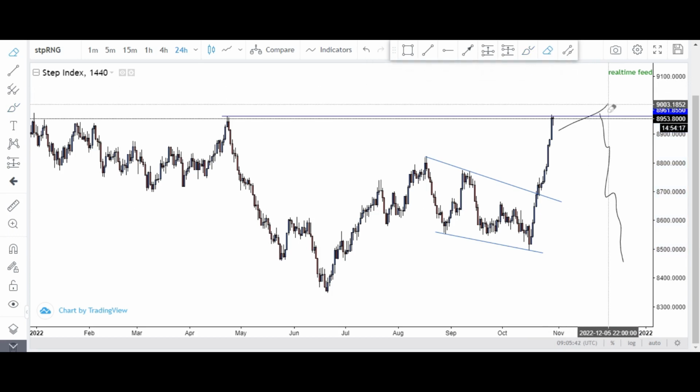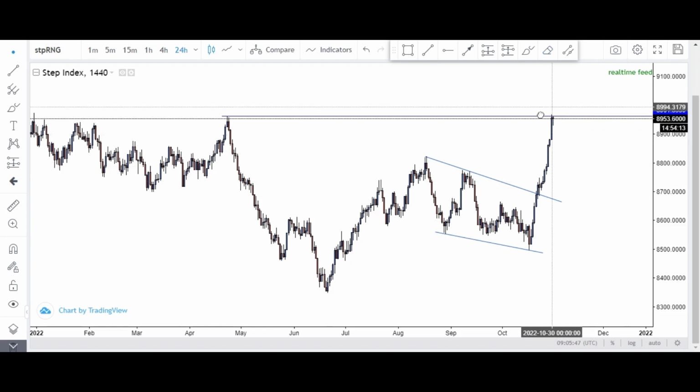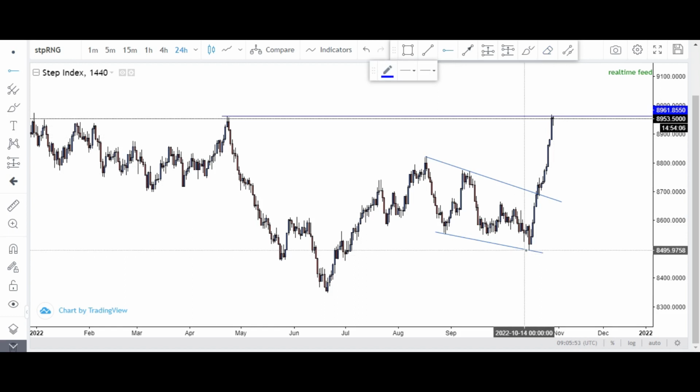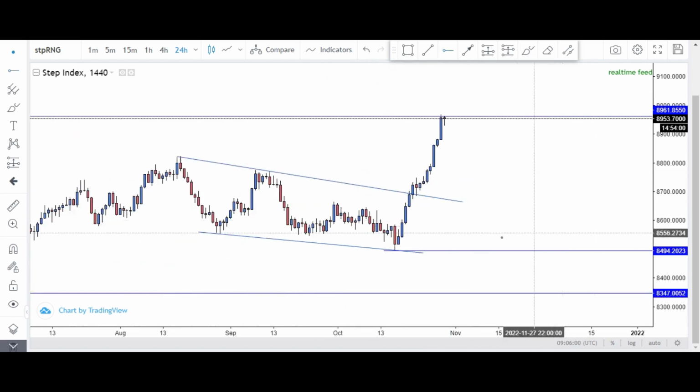So that is what I have on step index. I'm looking for selling opportunities to hold this for the long term, all the way to this level over here, and also to this level over here. These are trades that you can actually swing for a long time.